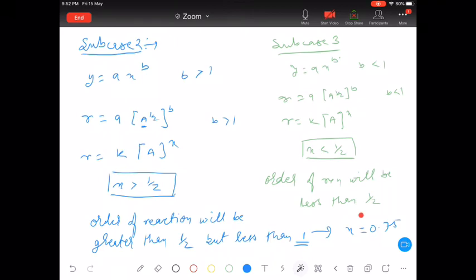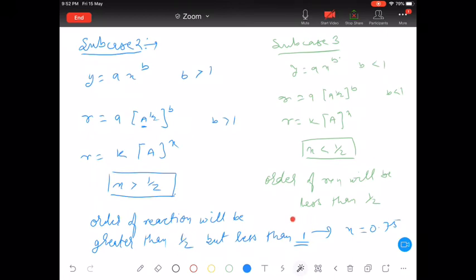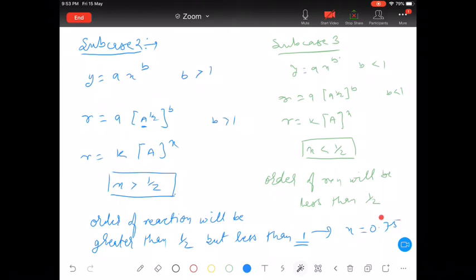Sir, how did you get the value x is equal to 0.75, sir? Again, iteration is what I am assuming. Here the result we are getting, the order will be greater than 1 by 2 but less than 1. So between half and 1, what values can I take? I can take 0.6, 0.7, 0.8, 0.9, any value you choose, beta. I am choosing it to be 0.75.